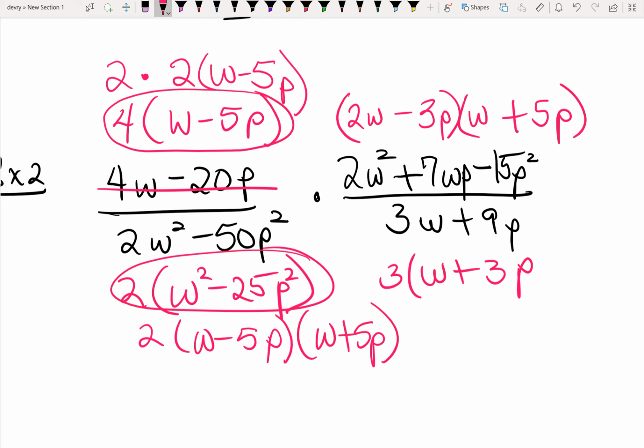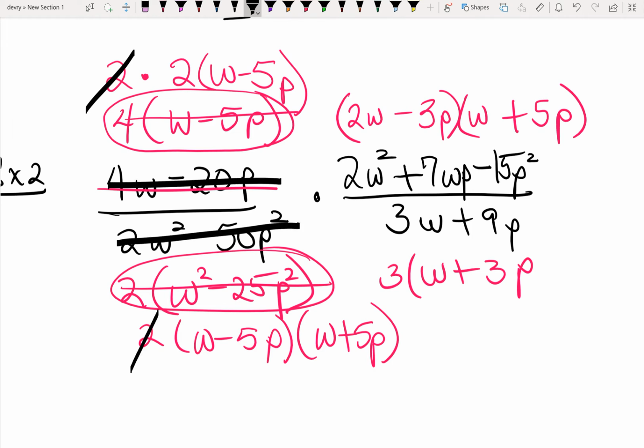And what happens here, and this will stay. So these are kind of reduced even further. So now I'm going to start reducing everything that I can. So I'm going to use the black marker for that. So the 2 cancels with this 2. You can forget about this, by the way. That's gone.